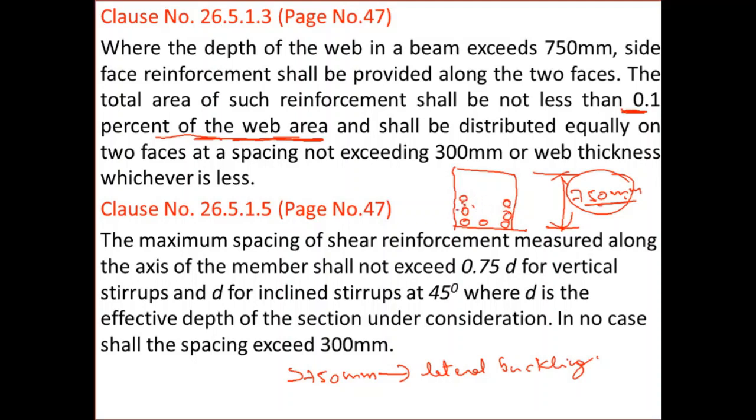Okay, it has to be distributed equally on both sides, and the spacing between the side face reinforcement should not exceed 300 mm or web thickness, whichever is less. That means suppose the web thickness is 450 mm and this is 300 mm here. So the spacing between these two bars should not exceed 300 mm; you have to take the minimum value. Then the maximum spacing of shear reinforcement measured along the axis of the member shall not exceed 0.75 d for vertical stirrups and d for inclined stirrups.